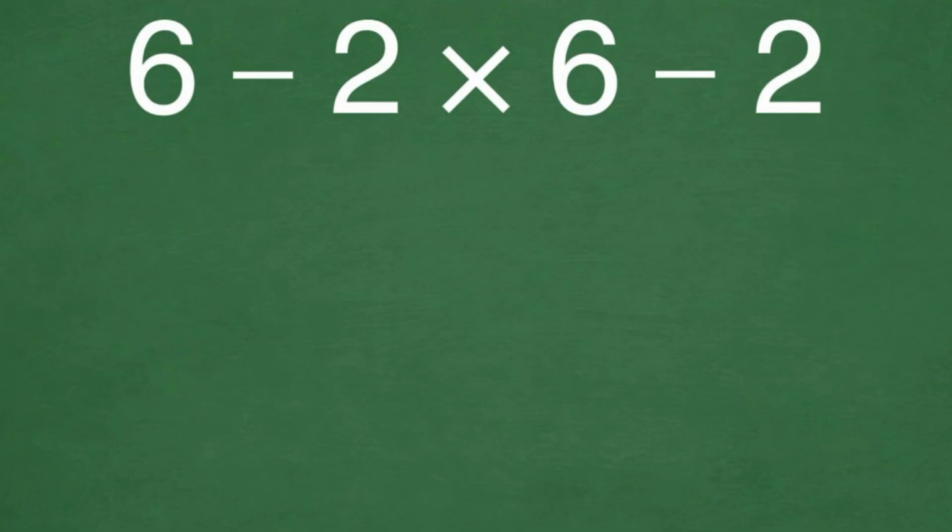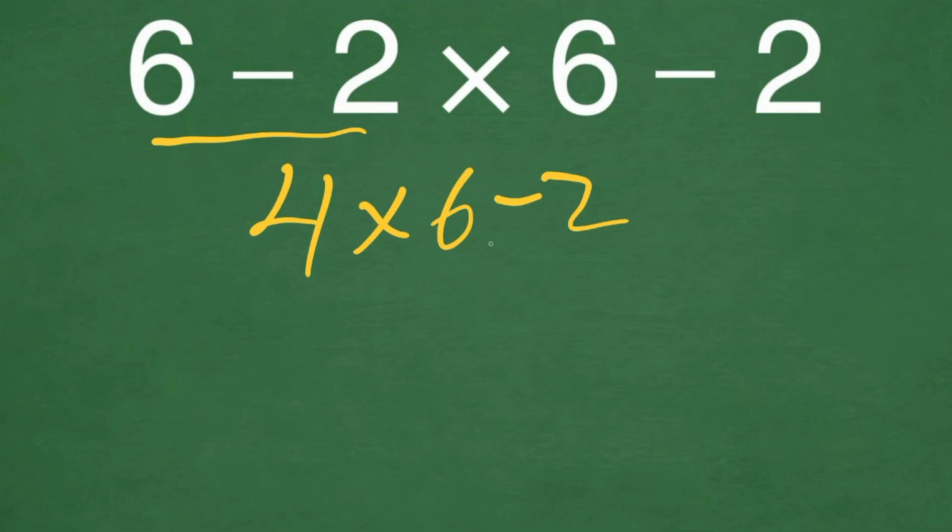And what they do is they start from 6 and they subtract 2 and they multiply by 6 and subtract 2 again. So they move left to right. So let's do that way. And 6 minus 2 gives us 4. And 4 times 6 minus 2 is going to be the equation.